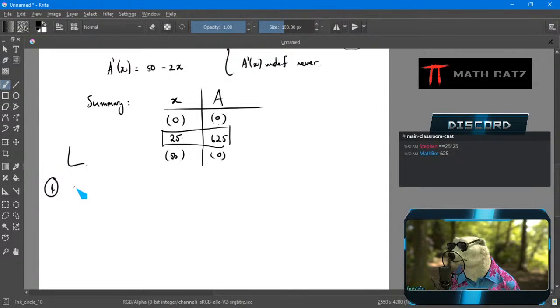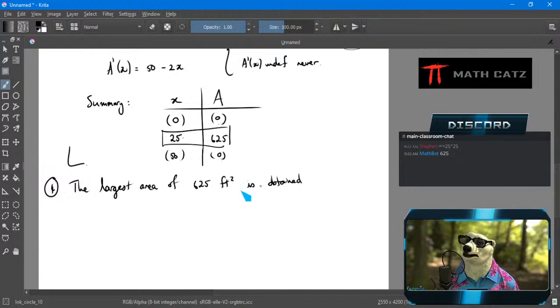So, just a little concluding sentence. The largest area of 625, and that'll be square feet, is obtained for a garden with dimensions, well, I have x.